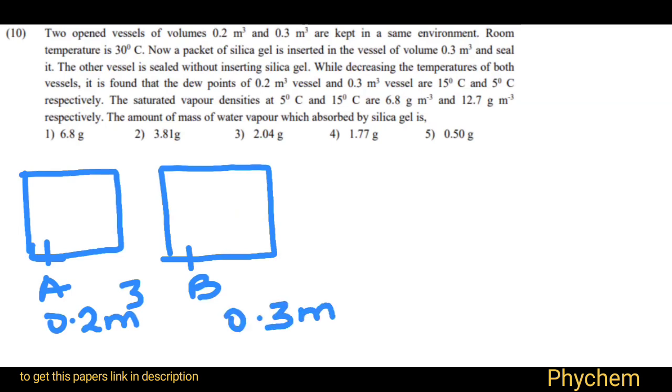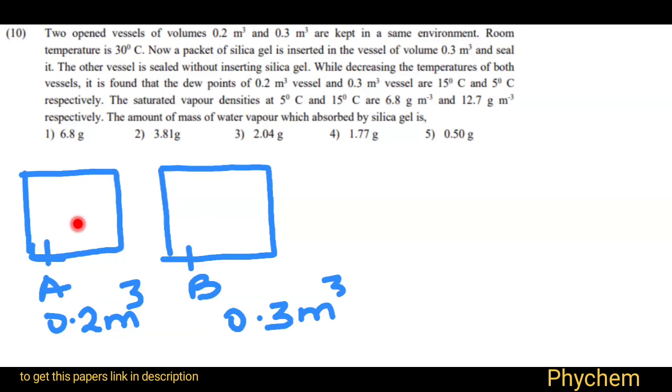That seems pretty simple, because the physics behind this question is that initially the 0.2 meter cube container and the 0.3 meter cube container are kept in the same environment, which means you are capturing air of the same humidity. So initially the absolute humidity of both containers will be the same, because you are taking the air from the same environment.